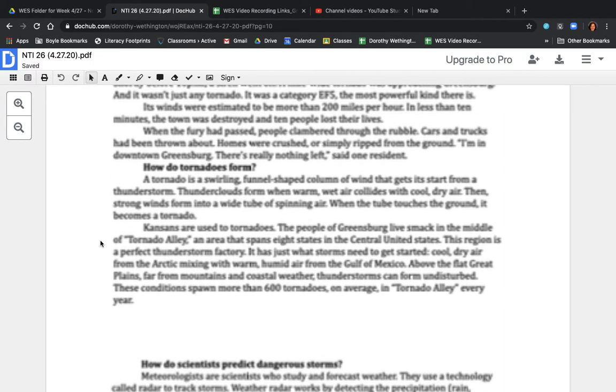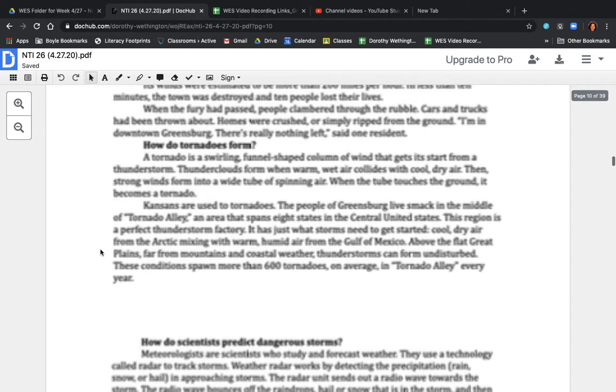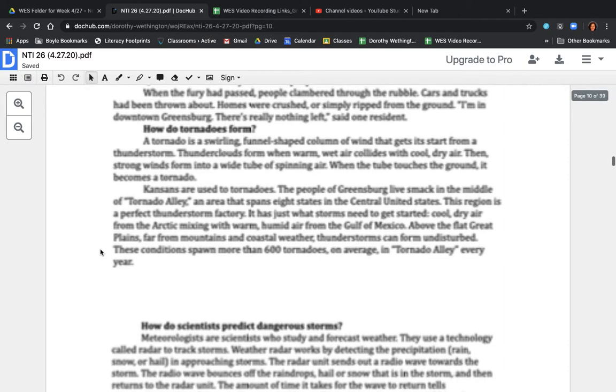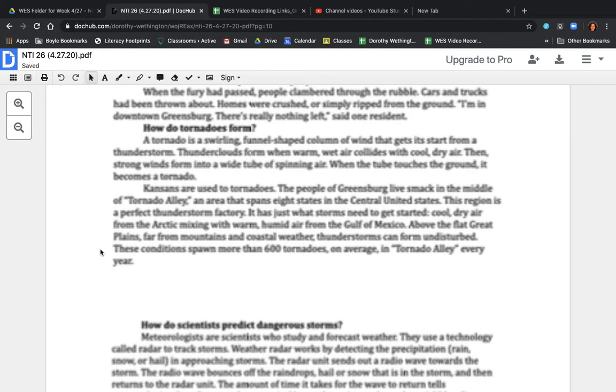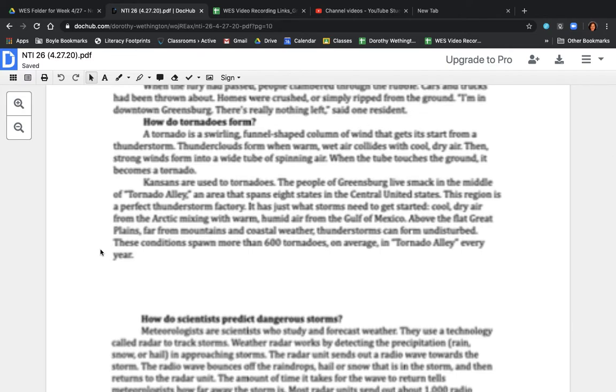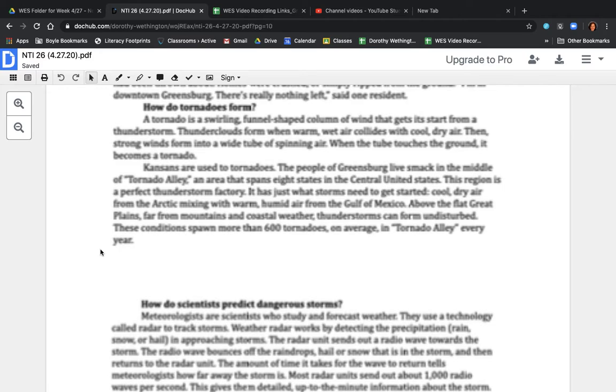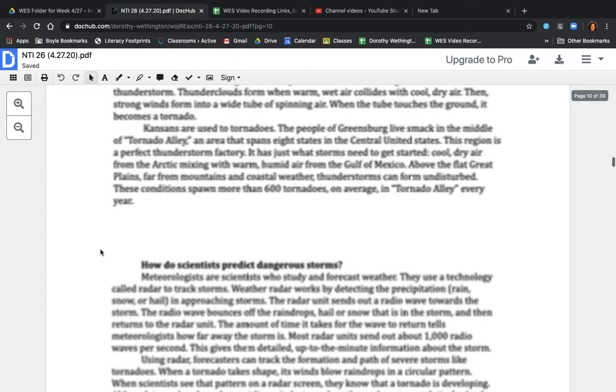Kansans are used to tornadoes. The people of Greensburg live smack in the middle of Tornado Alley, an area that spans 8 states in the central United States. This region is a perfect thunderstorm factory. It is just what storms need to get started: cool, dry air from the Arctic mixing with warm, humid air from the Gulf of Mexico. Above the flat Great Plains, far from mountains and coastal weather, thunderstorms can form undisturbed. These conditions spawn more than 600 tornadoes on average in Tornado Alley every year.